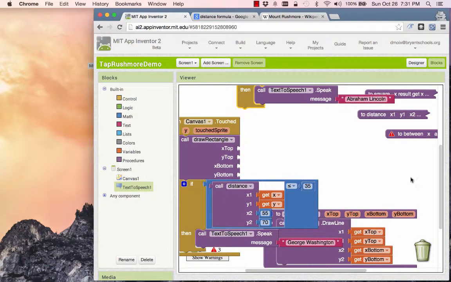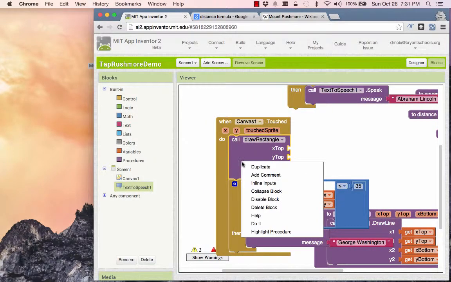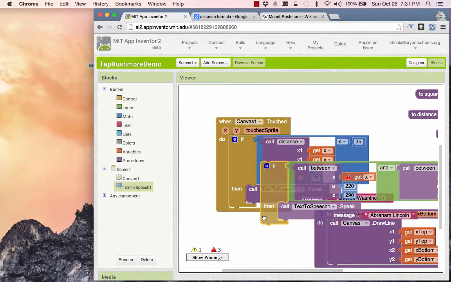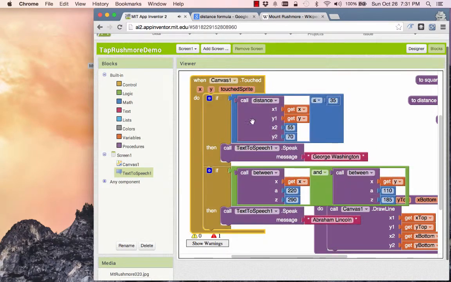And let's find out where we need to place this. We don't need to draw that rectangle anymore. We can delete that block. And then we can ask the question below. So now whenever we touch the canvas, we're going to find out, ooh, do we need to say George Washington? Ooh, do we need to say Abraham Lincoln?